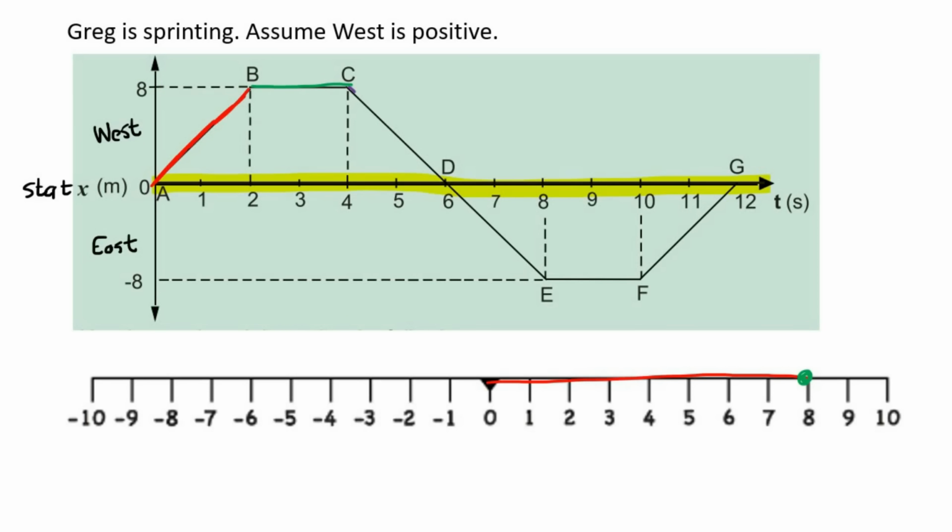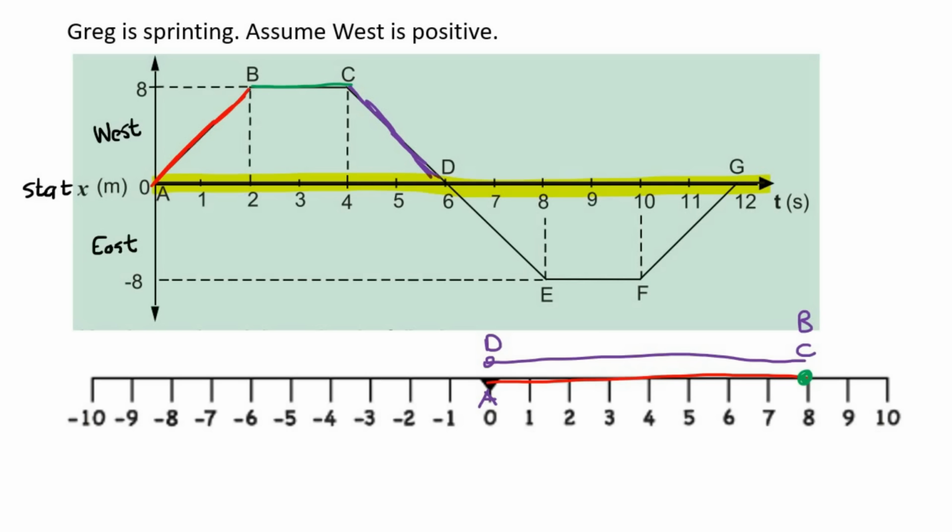Then for this part from C to D, Greg is turning around and going back to the starting position. So that would look like this. Turning around, going back to the starting position. That's at point D. You can actually put the letters D, C, and then A would be at the starting position. So A, and then this was also B.